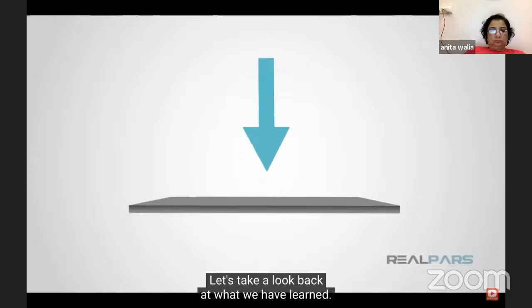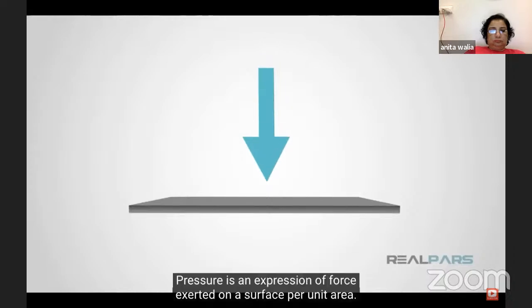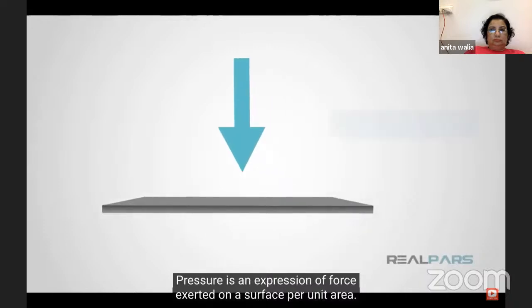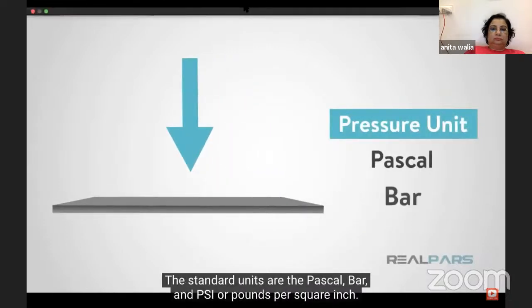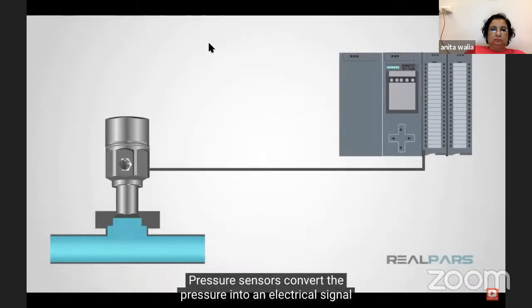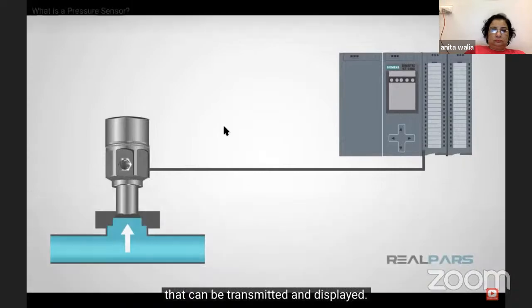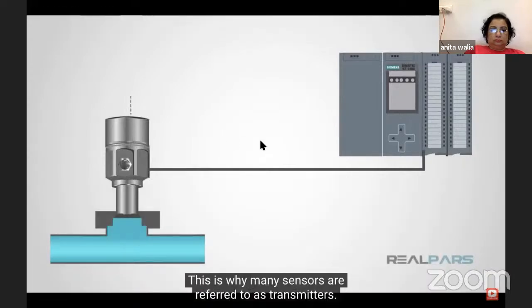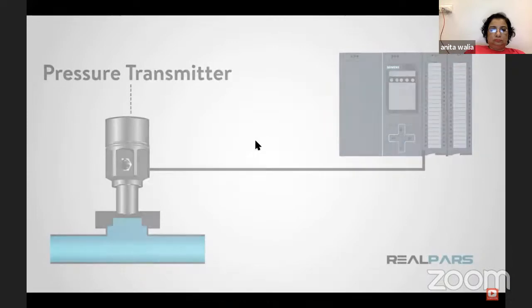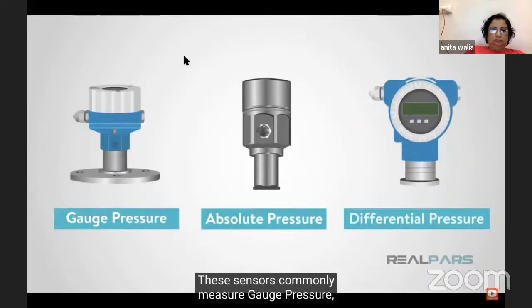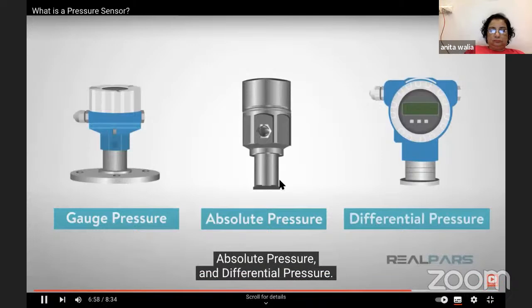Let's take a look back at what we have learned. Pressure is an expression of force exerted on a surface per unit area. The standard units are the Pascal, bar, and PSI, or pounds per square inch. Pressure sensors convert the pressure into an electrical signal that can be transmitted and displayed. This is why many sensors are referred to as transmitters. These sensors commonly measure gauge pressure, absolute pressure, and differential pressure.